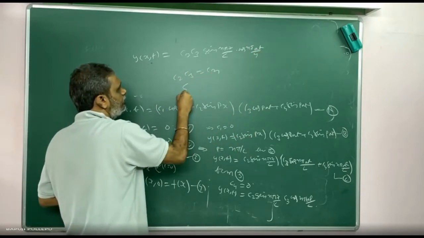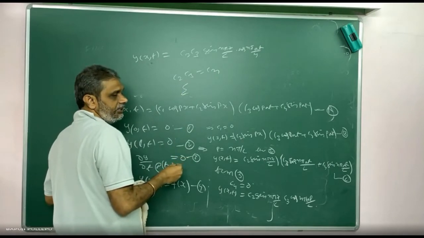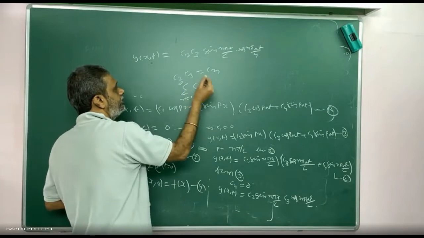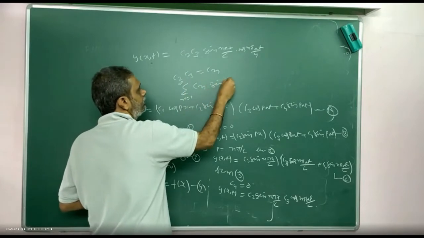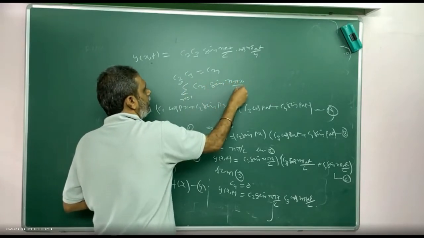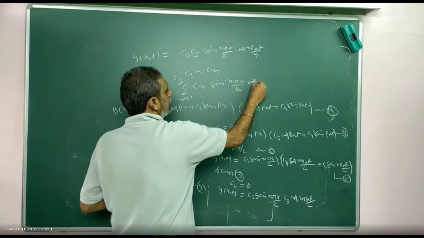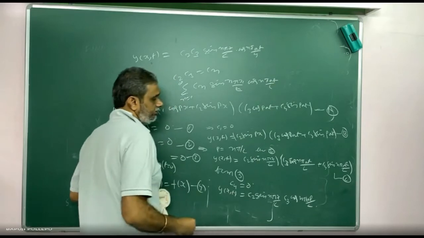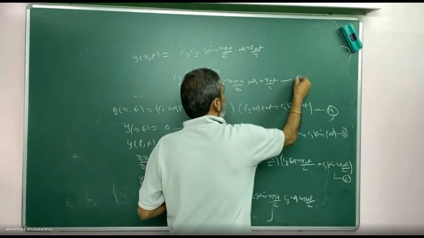Then I will write the superposition condition. Superposition condition means sum of Cn, n is equal to 1 to infinity, sin n pi x by l cos n pi a t by l. So this equation, if you want, you can take B. This is actually the general equation.